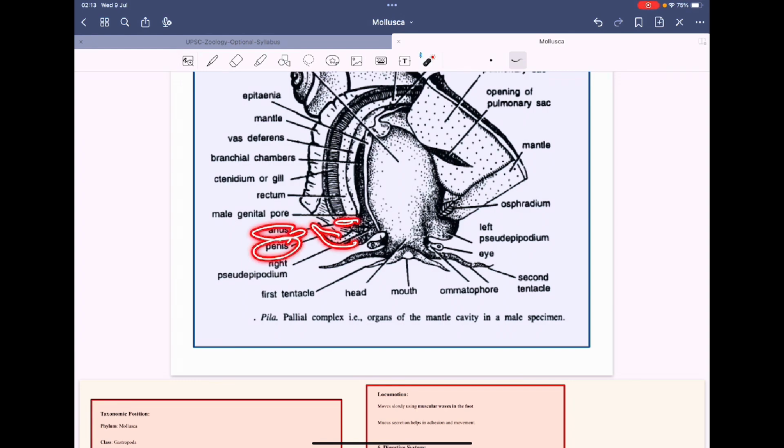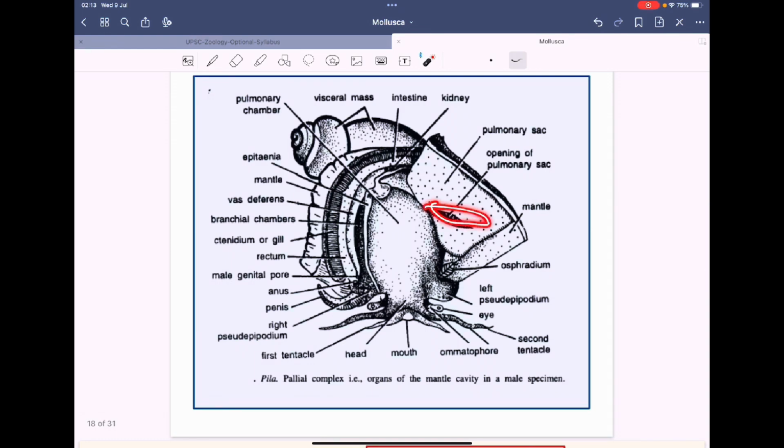Here is the anus. There is a male genital pore in this portion. There is the osphradium for respiration. This is the mantle. This is the pulmonary sac. This whole structure is the pulmonary sac. Then this is the ctenidium, the lamellated ctenidium or the gill that helps in respiration.